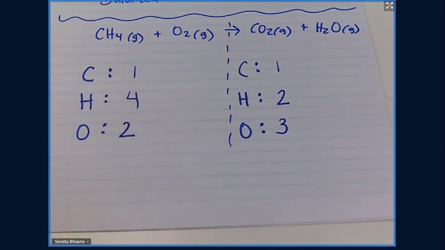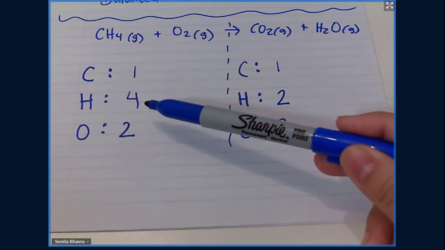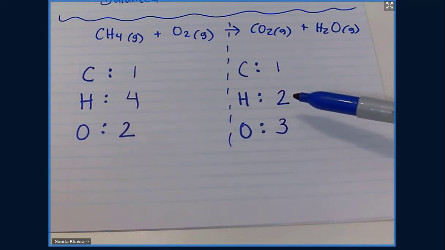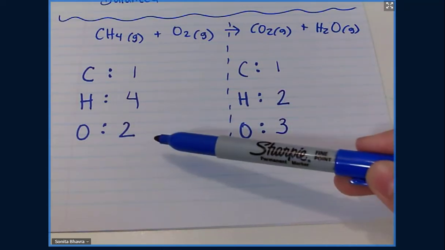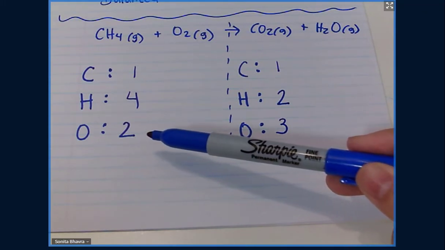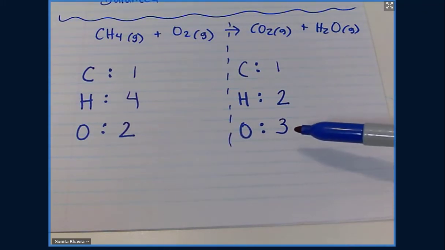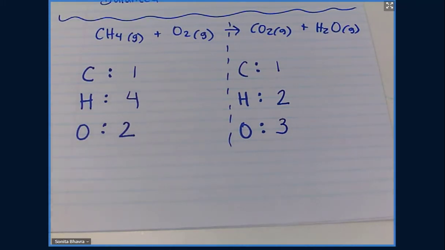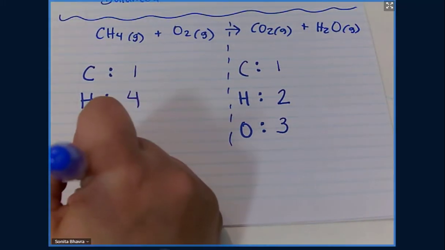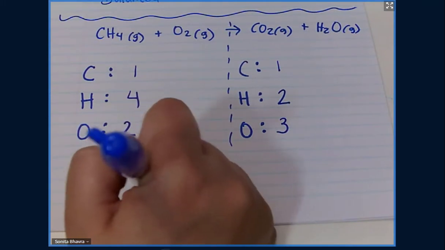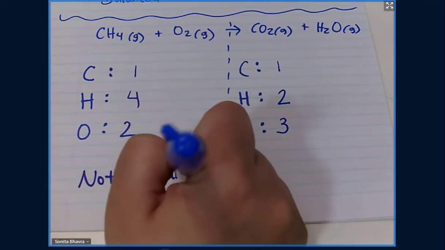So now if we look at our left-hand side and our right-hand side, carbon is balanced, hydrogen is not, because there's 4 on the reactant side and 2 on the product side. And then oxygen is not balanced either. There's 2 on the reactant side, there's 3 on the product side. So we can say that this equation therefore is not balanced.